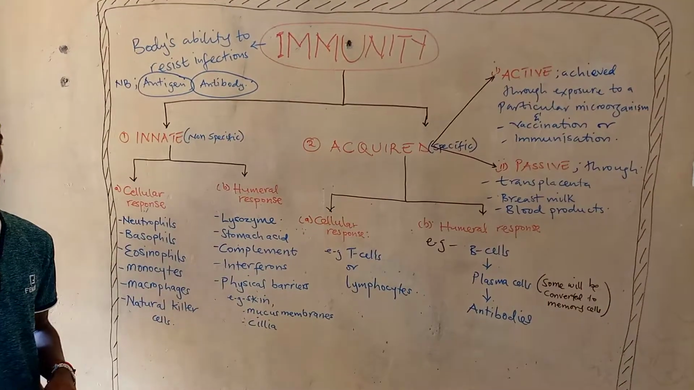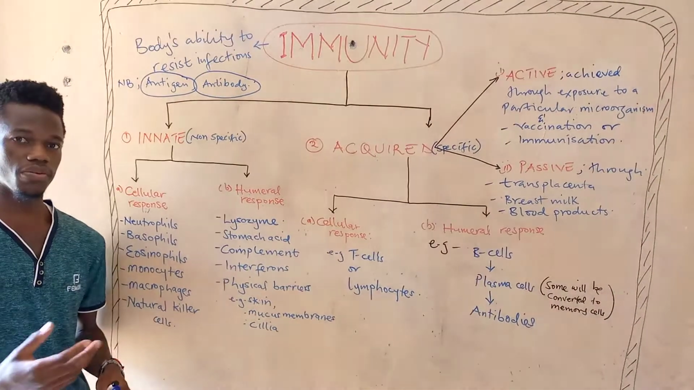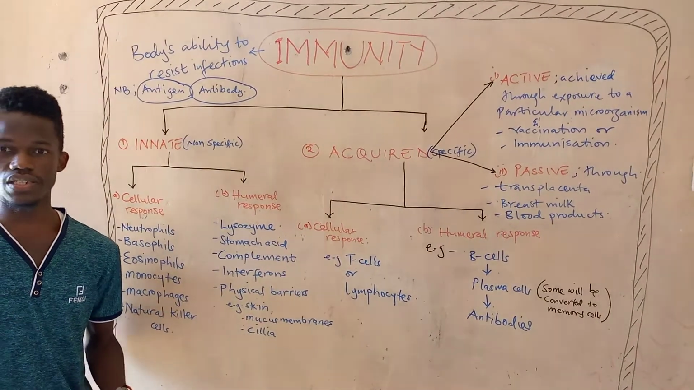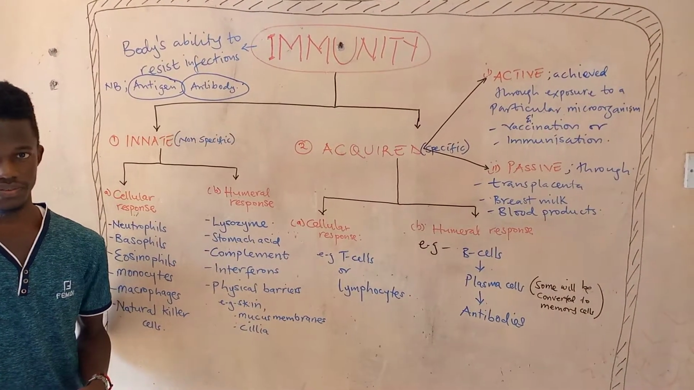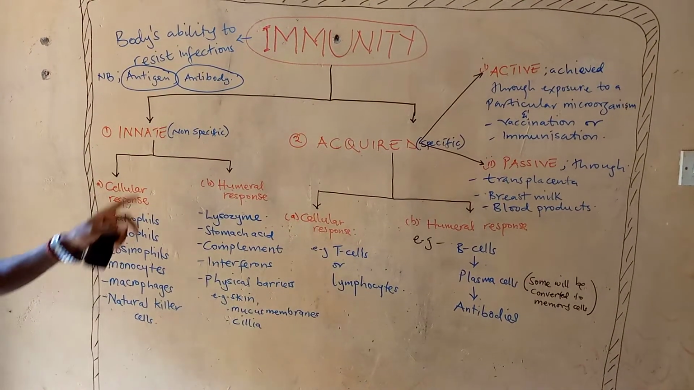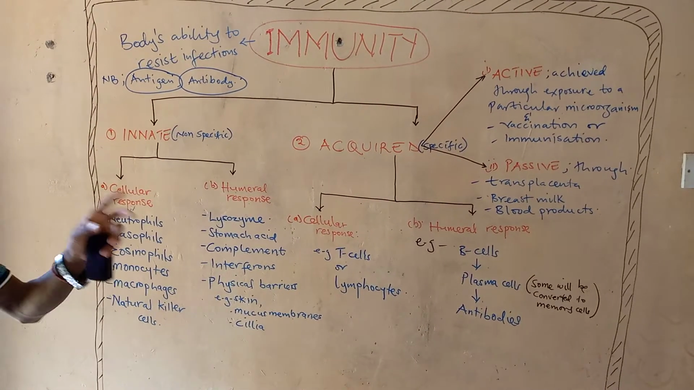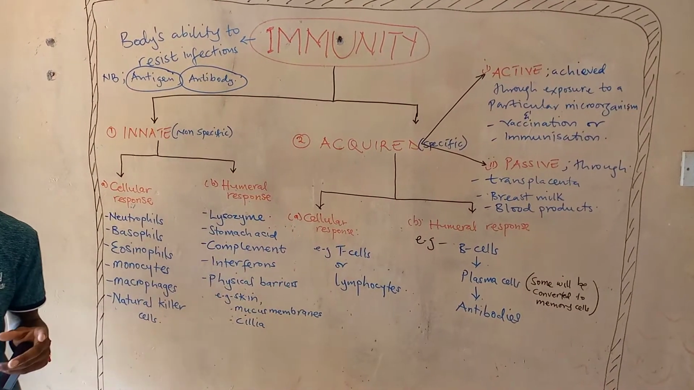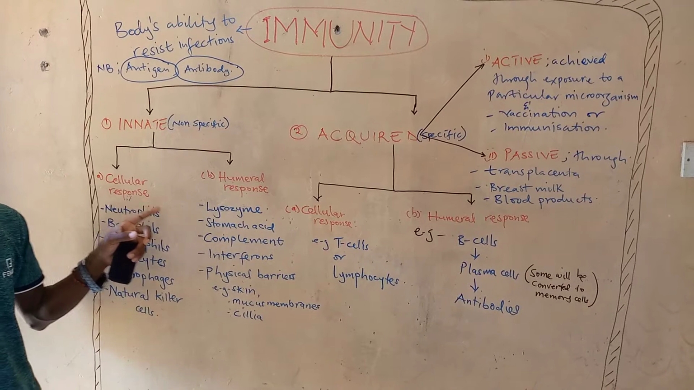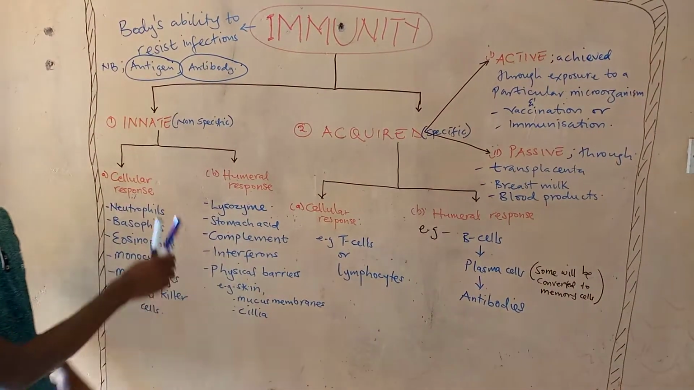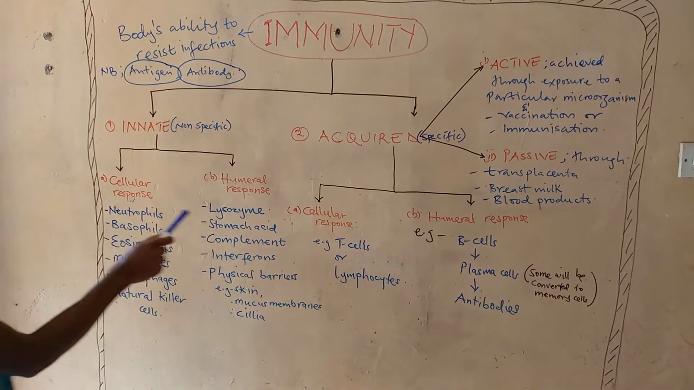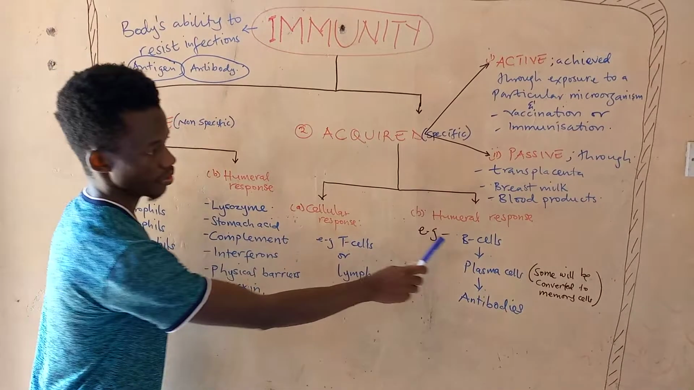But there is a way the body achieves this type of immunity, or defends itself against infections. So how does it achieve this? We find that all these are divided into two groups of responses. That's how the body responds. The body can respond through cellular response or humoral response, in both innate and acquired immunity. Here we have cellular response and humoral response, and again cellular response and humoral response.